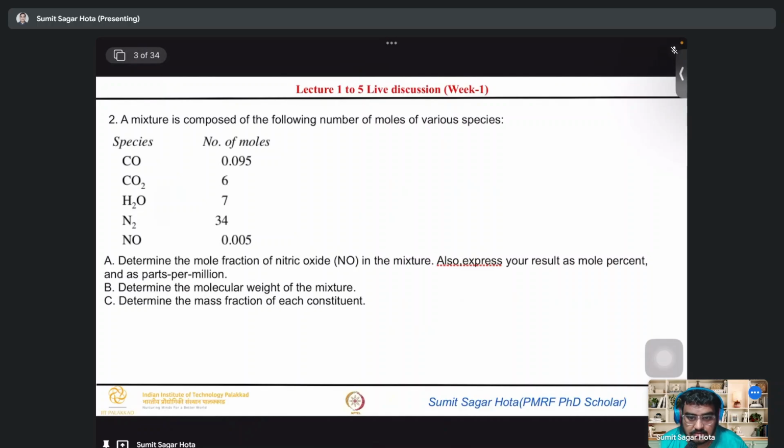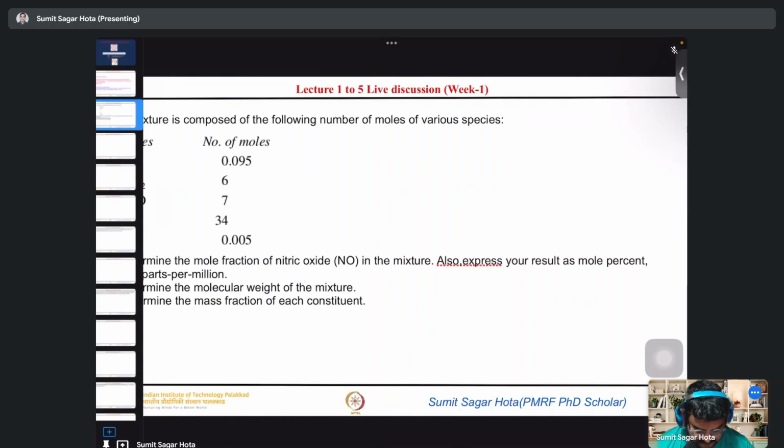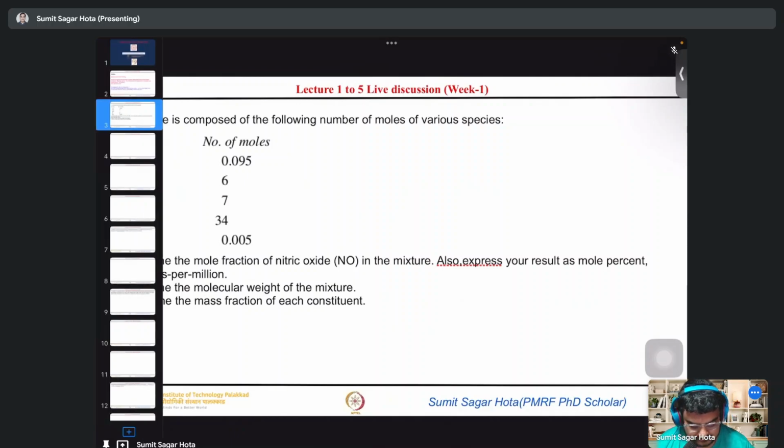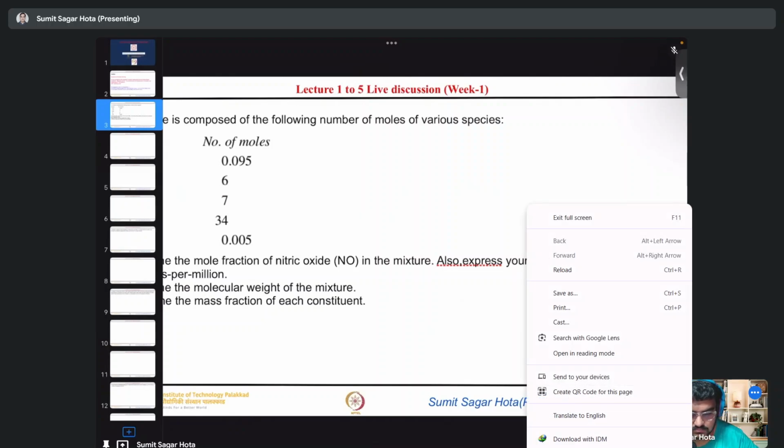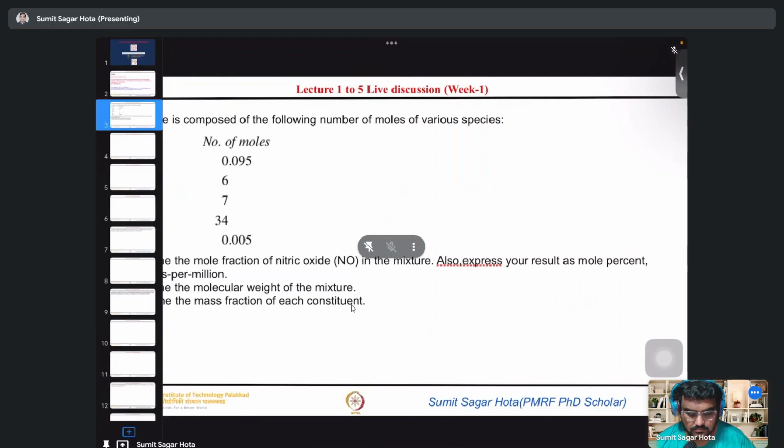Determine the molecular weight of the mixture, and determine the mass fraction of each constituent. So these are the things we need to find out. So let's start solving.